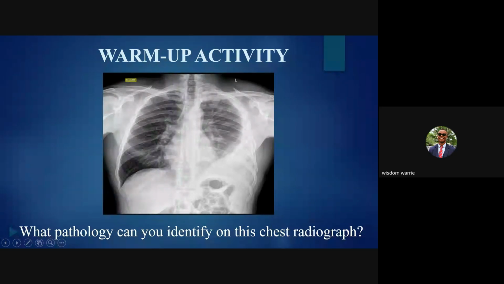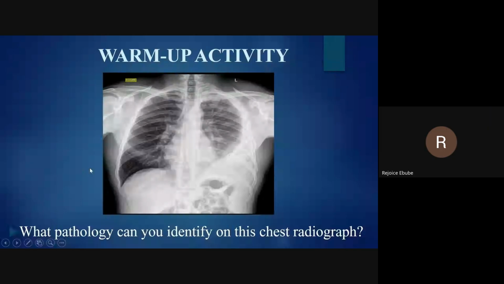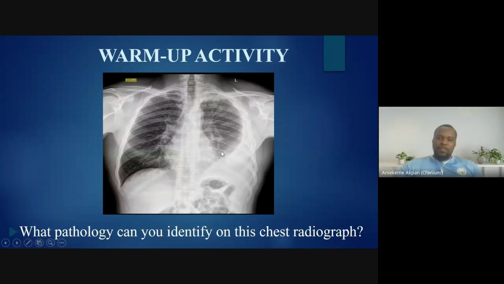Please go on, Rejoice. Okay, I think it's pneumothorax because of the partial collapse of the left side of the lungs. Okay, when you say pneumothorax, in layman terms, what do you mean? That is presence of air in the pleural space, which makes it completely or partially collapse. Okay, we have pleural effusion, we have pneumothorax. Is there any other counter opinion?